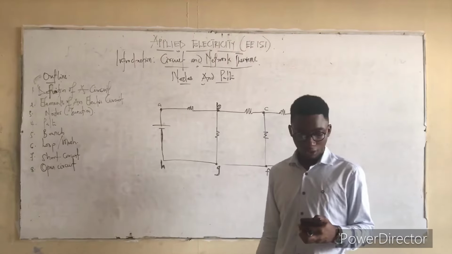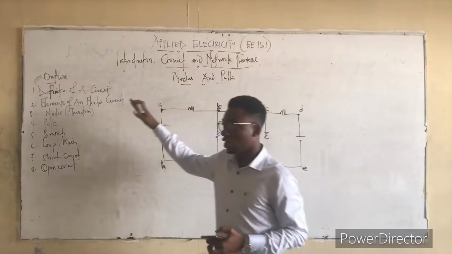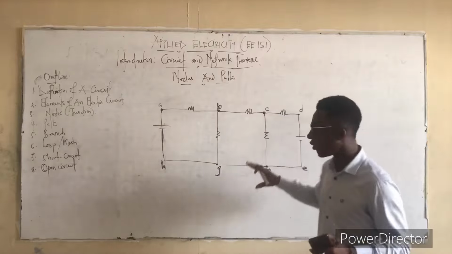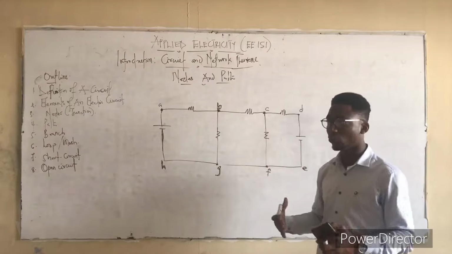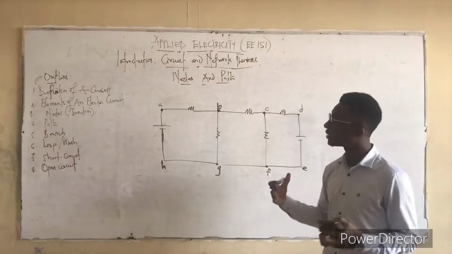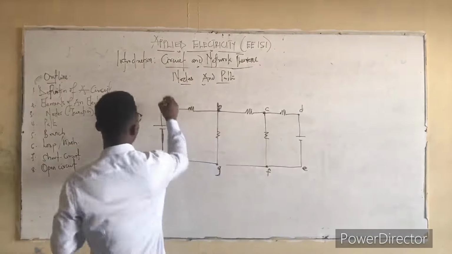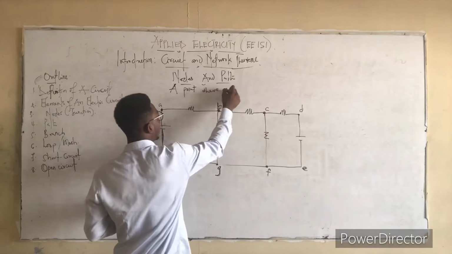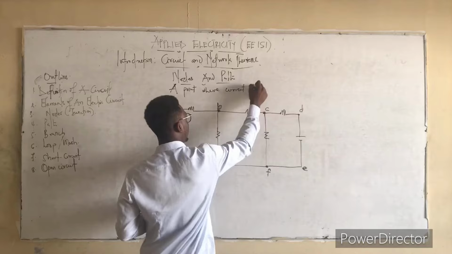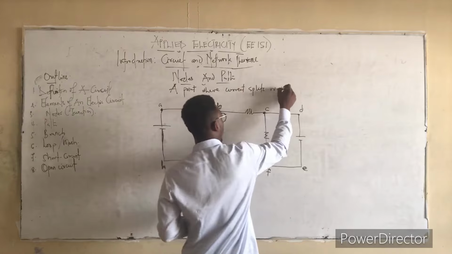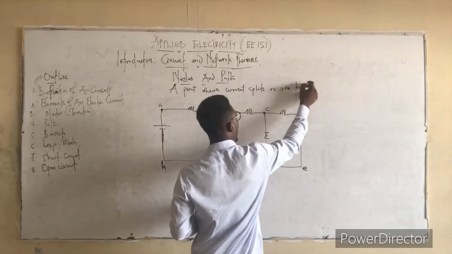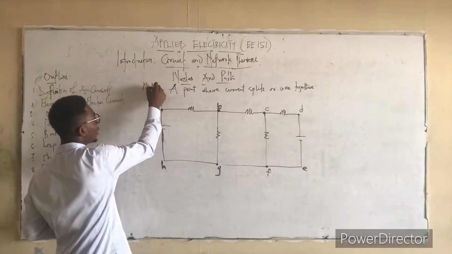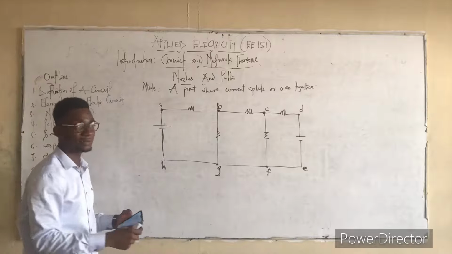Now, according to the outline, we would like to deal with the notes, but to actually explain it, I want to use this circuit diagram to explain what a node is, and also what a path is. So simple: when you say a node, it is simply a point where current splits or comes together. So a node is simply a point in the electric circuit where current splits or comes together.